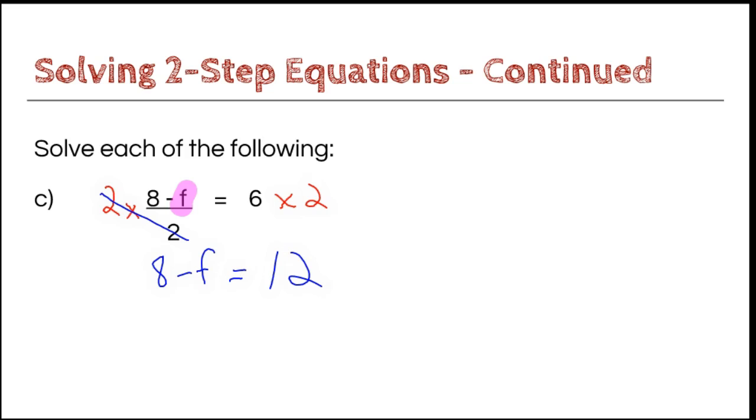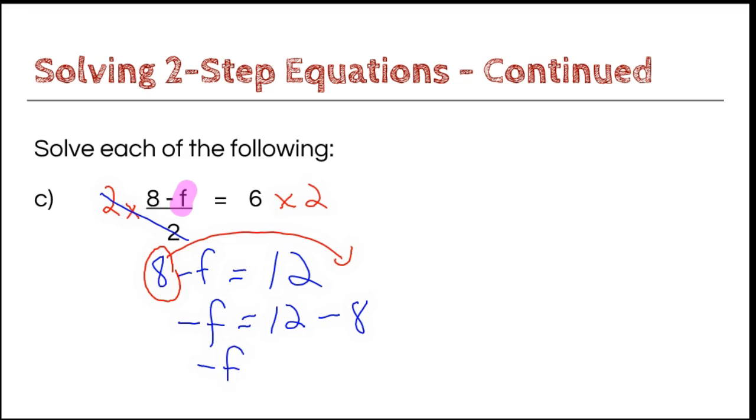Now, I'm still not quite there. So I need to get the f by itself, which means getting rid of this 8. Now, some people think that the 8 is negative, but this negative sign that's in front of the f really goes with the f, and we need to remember that. The 8 actually has no sign in front of it, and so that means it's actually a positive number. So when I move it to the other side of that equal sign, it's going to become negative. So negative f is equal to 12 minus 8. Now I'm going to clean that up.